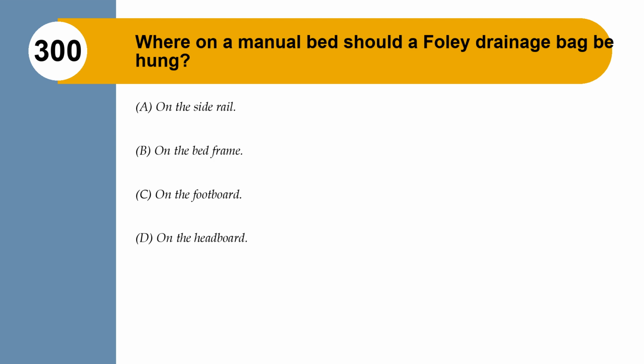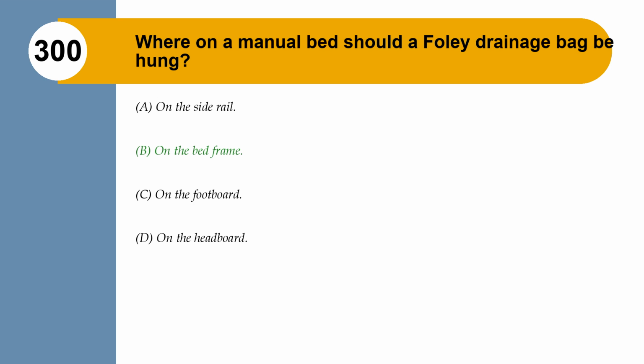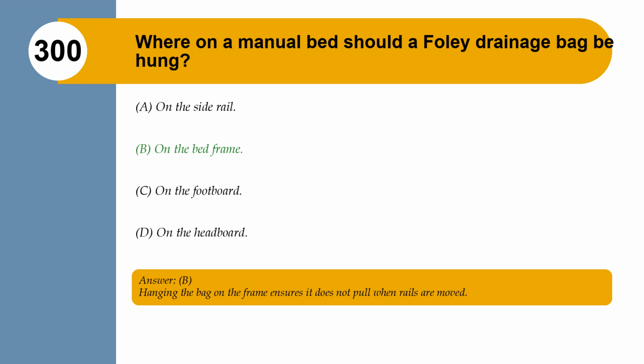Question 300. Where on a manual bed should a Foley drainage bag be hung? Option A, on the side rail. Option B, on the bed frame. Option C, on the footboard. Option D, on the headboard. The correct answer is option B, on the bed frame. Explanation. Hanging the bag on the frame ensures it does not pull when rails are moved.